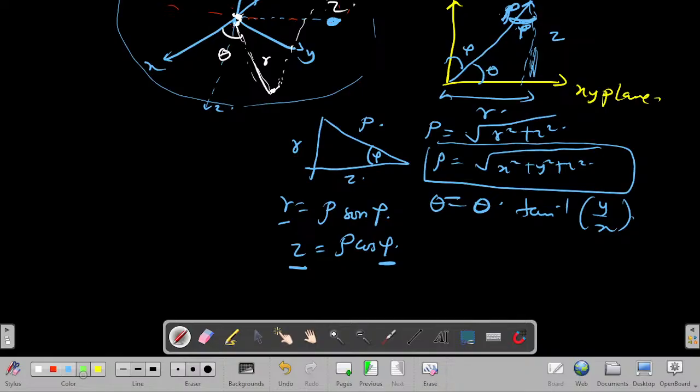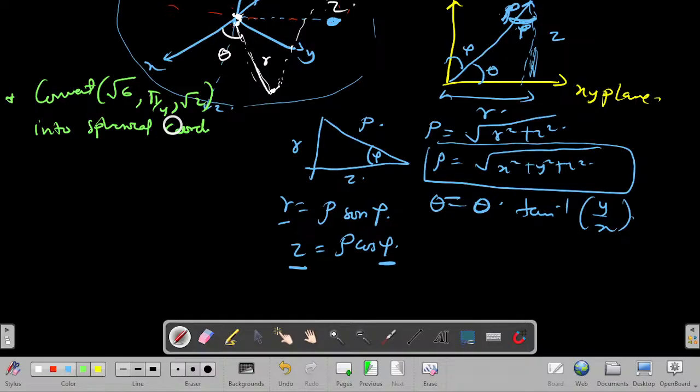So as usual, I'm going to have my problem here. Convert root 6, pi on 4, root 2 into spherical coordinates. This one I've given you is a cylindrical coordinate: root 6, comma pi on 4, comma root 2. Remember cylindrical coordinates, I have my r, my theta, and my z, and my z is root 2. And I'm to convert this into spherical coordinates.